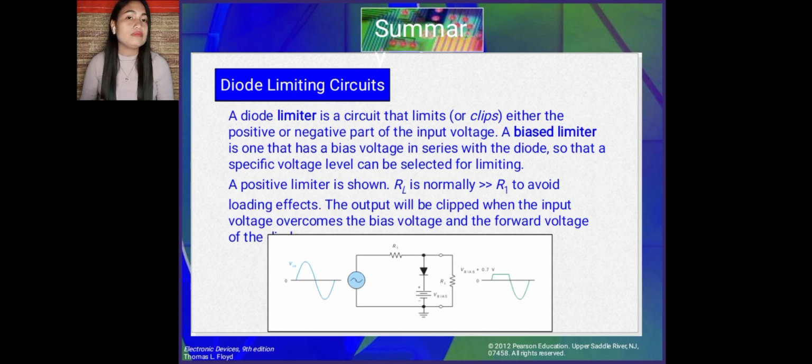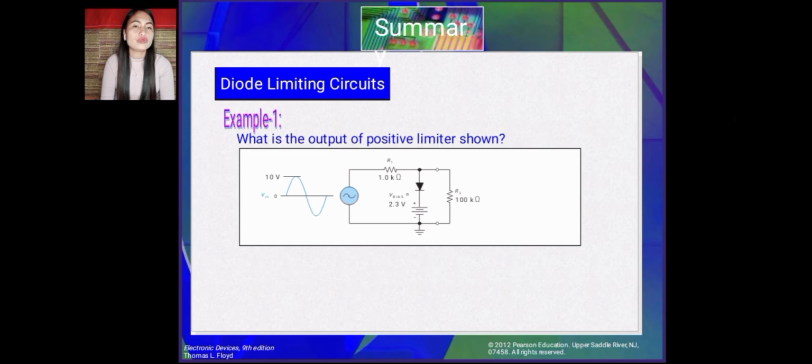For limiting naman of the negative alternation, the diode is forward biased during the negative alternation. So below siya ng negative 0.7 volts, and reverse biased during sa positive alternation. So, example, what is the output of the positive limiter shown?